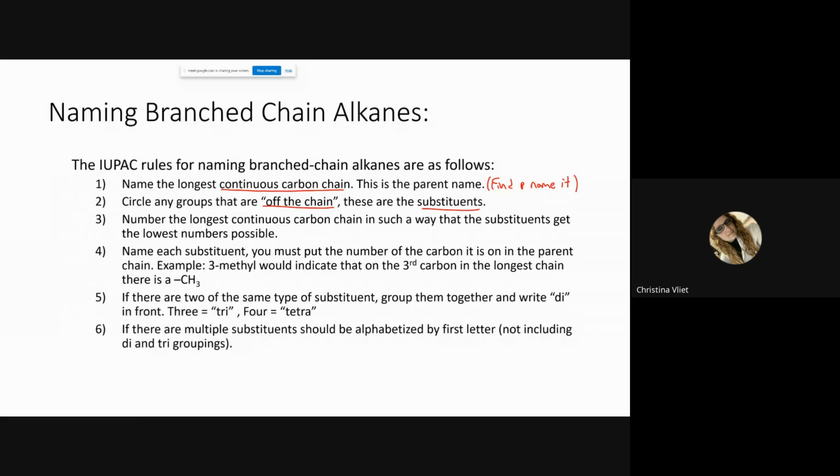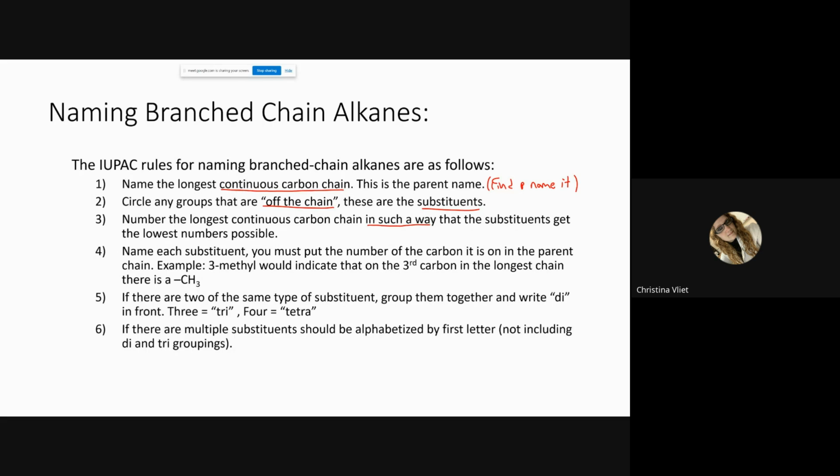Rule 3 is usually the one that confuses people the most, so you're going to want to make sure when we do questions that you're paying careful attention to how it's presented. Number, meaning in a row, the longest continuous carbon chain, and you have to do it in such a way that the substituents get the lowest numbers possible. Meaning, you may not always be numbering left to right. You may be numbering right to left. You may be numbering bottom to top. Whatever gives your substituents the lowest numbers possible. And we'll get to that when we get to examples.